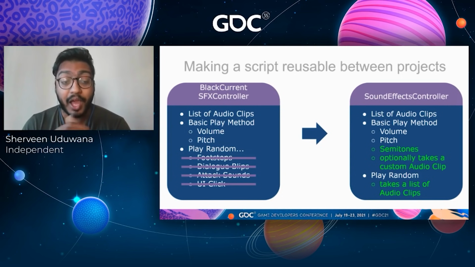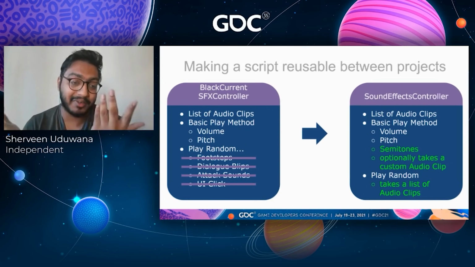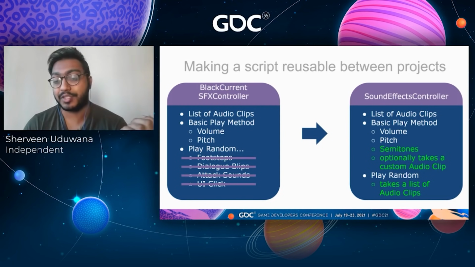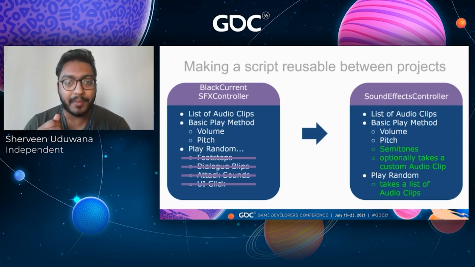And then I got rid of all of these specific play random footsteps, play random dialogue blips, because I didn't know if my game was going to have footsteps or dialogue or attack. So it's turned into a more general play random method that just gets fed a list of audio clips. Now my character controller can have a list of footsteps in it and just send it to the sound effects controller with that list and play a random one. And that's the main idea here.